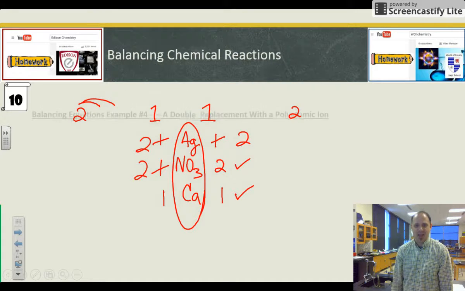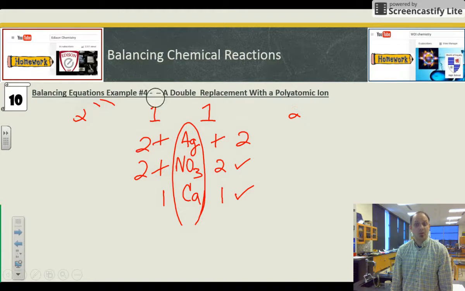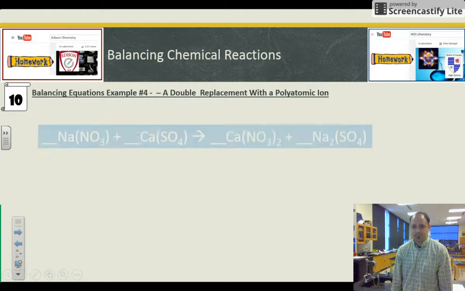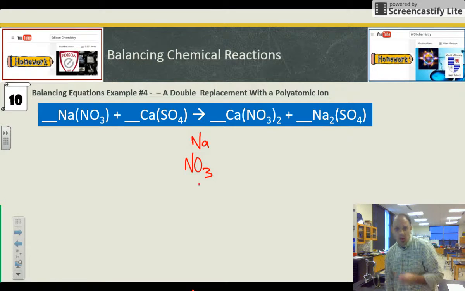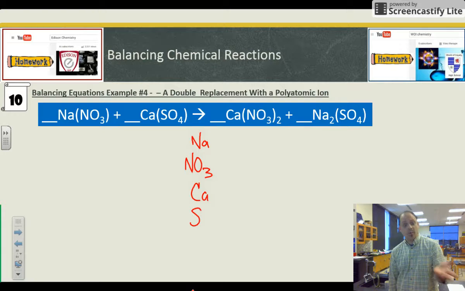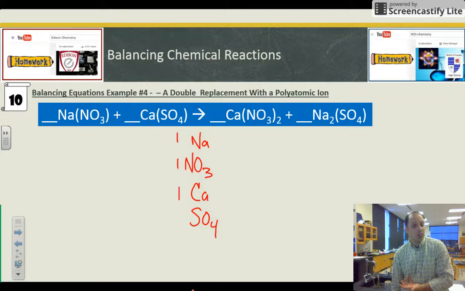Let's do a double replacement reaction with a polyatomic ion, one last one. Wow, lots of polyatomic ions, but guess what? Don't let it scare you, because they stay together as a unit. We can keep them as a unit when we balance. So sodium, nitrate, calcium, and sulfate. Let's count them up. He's got 2 sodiums, 2 nitrates, 1 calcium, and 1 sulfate.